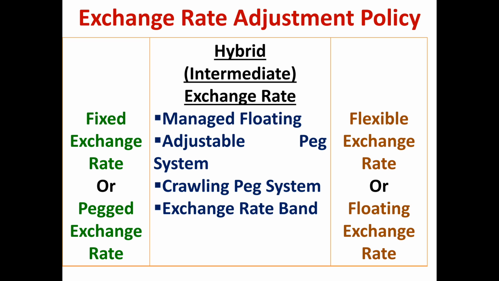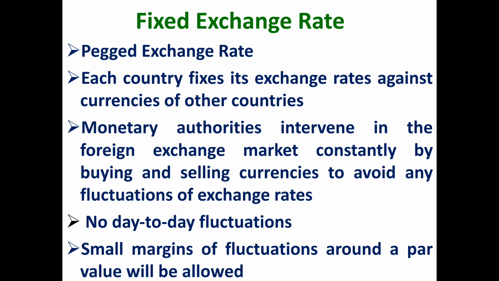Besides the theoretical possibility of fixed as well as flexible, we will also explore the nature of hybrid or intermediate exchange rate. We'll start from the fixed exchange rate. As we said, it's also called pegged exchange rate. In the fixed exchange rate system, each country fixes its exchange rate against other currencies of the world. And the central monetary authority constantly intervenes in the foreign exchange market by buying and selling currencies to avoid any day-to-day fluctuations in the exchange rate.